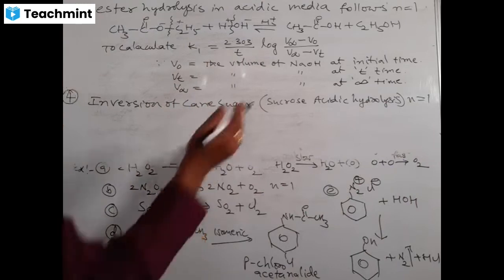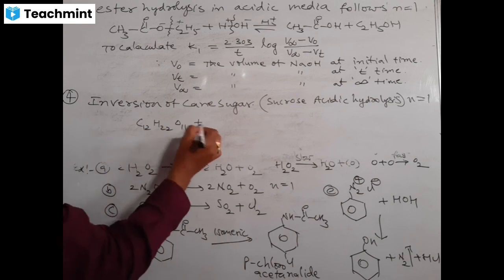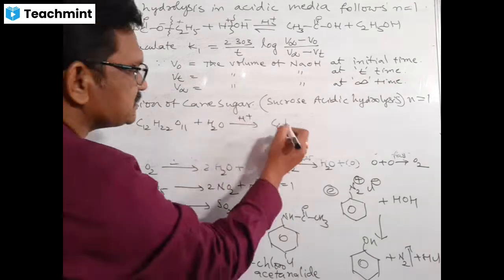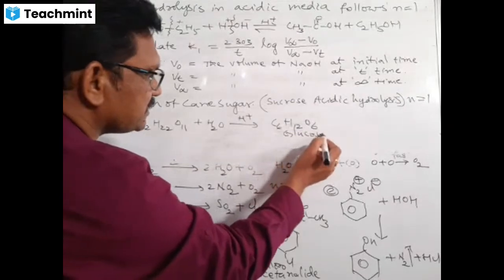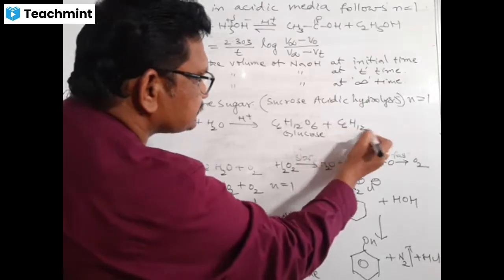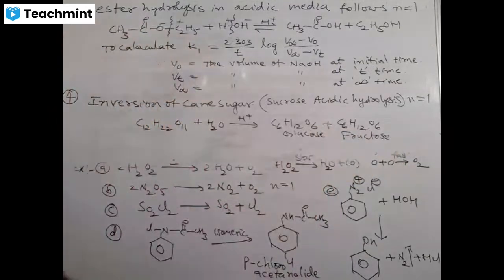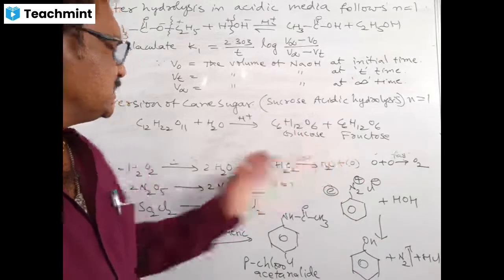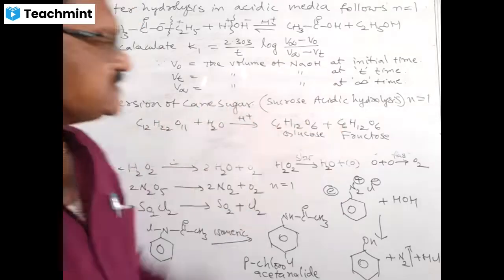All of you know sucrose. What is the formula of sucrose? C12H22O11, on hydrolysis in presence of acidic media, produces C6H12O6, one is glucose, and another one is C6H12O6, this is fructose. Both have the same molecular formula, but they differ in the functional group. That's why glucose and fructose are called functional isomers. On acidic hydrolysis, sucrose produces 1 mole of glucose and another one is fructose.